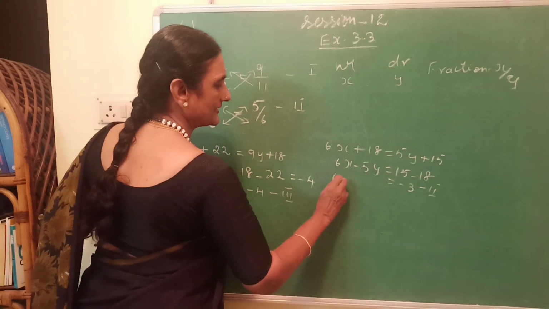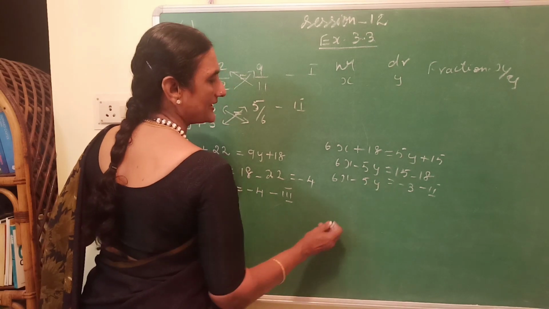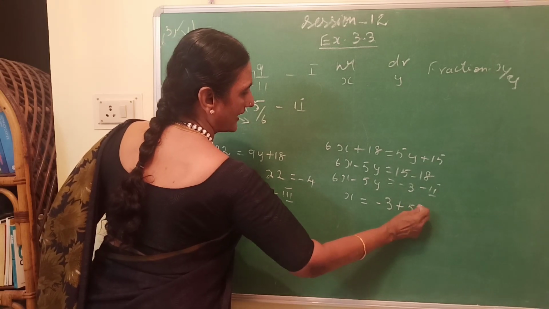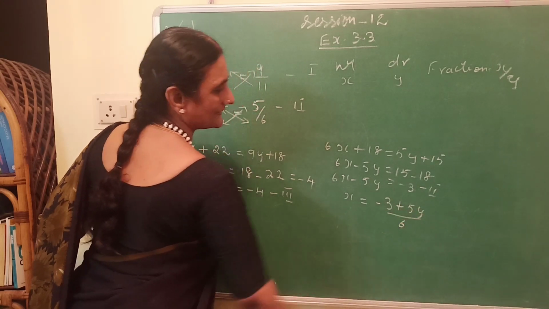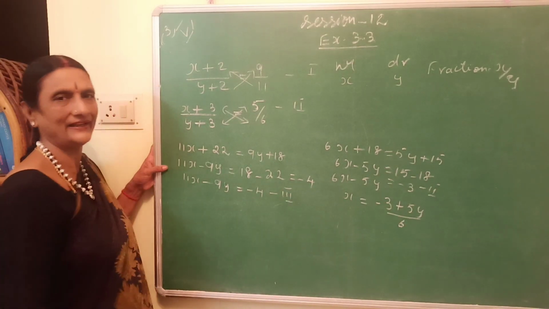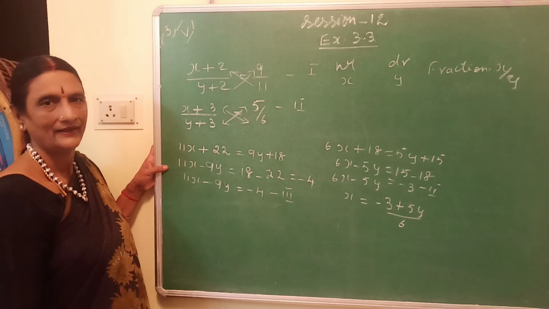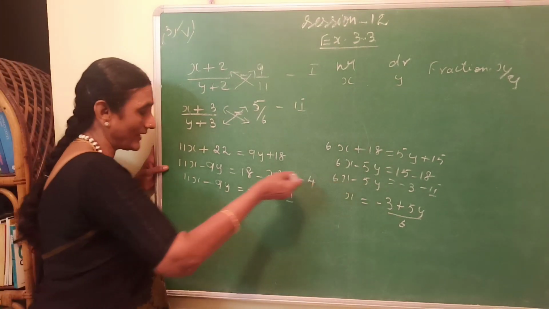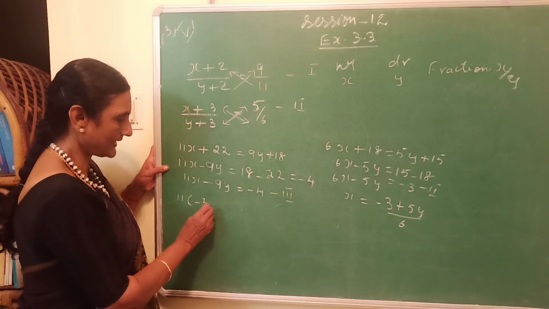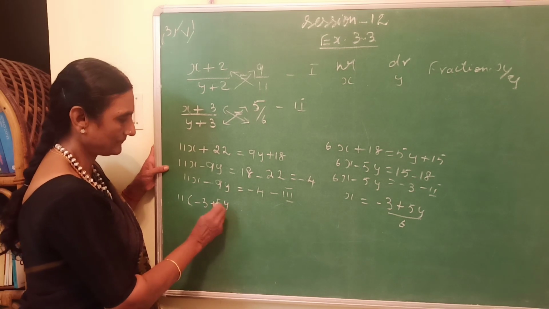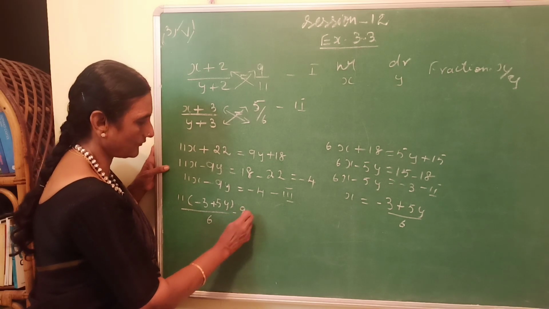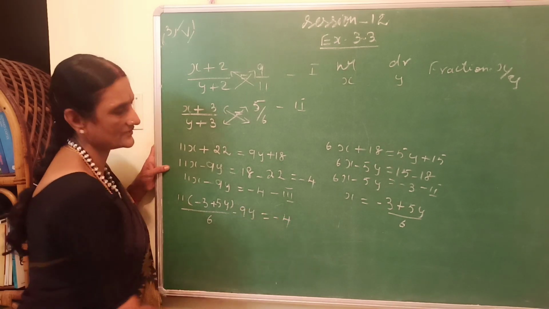Now I am going to get what x is equal to. x = (-3 + 5y)/6. Are you following? From this equation I obtained the value of x in terms of y. Now I am going to substitute this value into the other equation. So if I substitute, I get 11(-3 + 5y)/6 - 9y = -4.